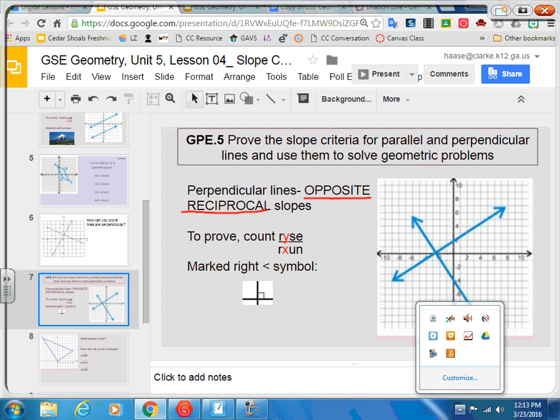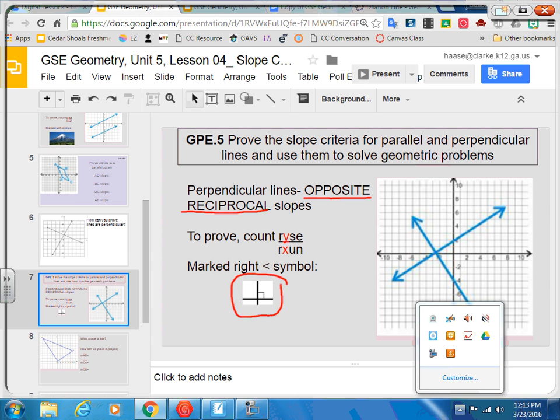Okay? How do you prove that 2 lines are perpendicular? The same way you do it with parallel. You're going to count the slope, the rise over run, and you're going to see if it's opposite reciprocal. If it's not, they're not perpendicular. If the fractions flip and one's positive, one's negative, they're opposite, those are perpendicular lines. This is the symbol to show a right angle.